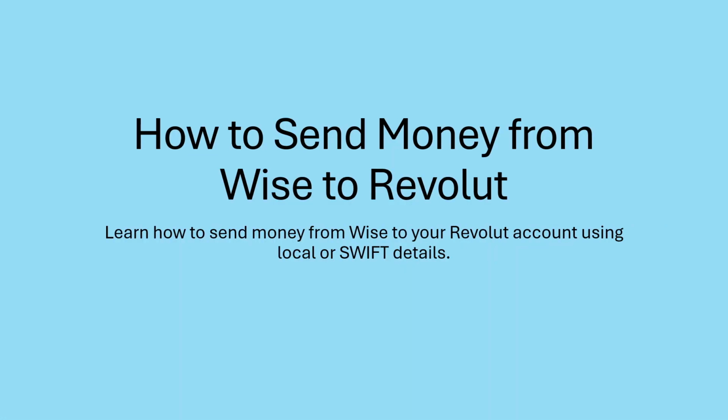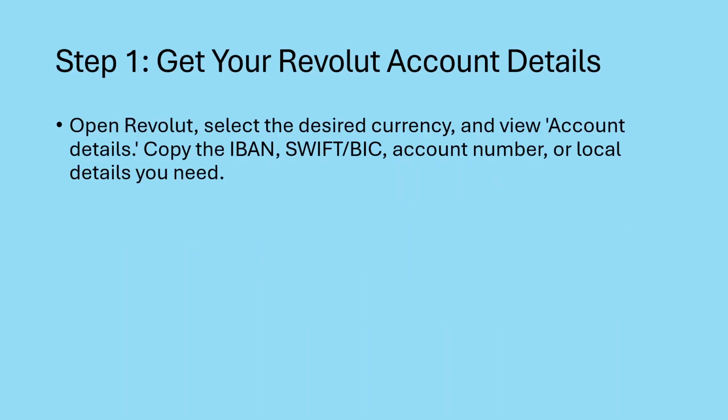In this video, I'll show you how to send money from Wise to Revolut. Step 1. Get your Revolut account details. Open Revolut, select the desired currency, and view account details. Open the IBAN, SWIFT, BIC account number, or local details you need.